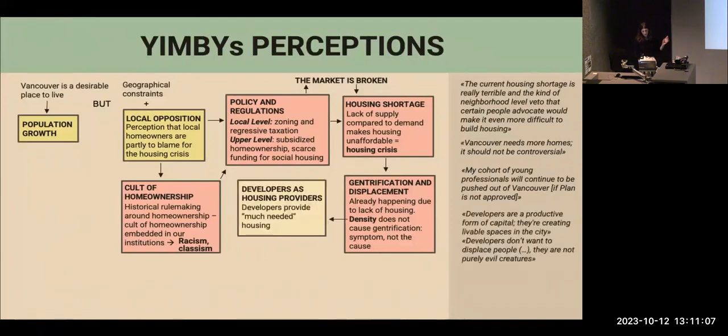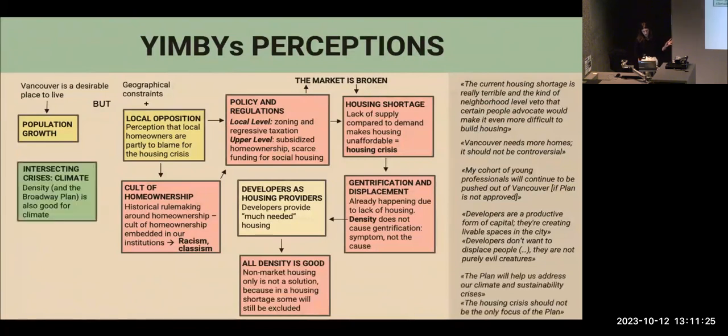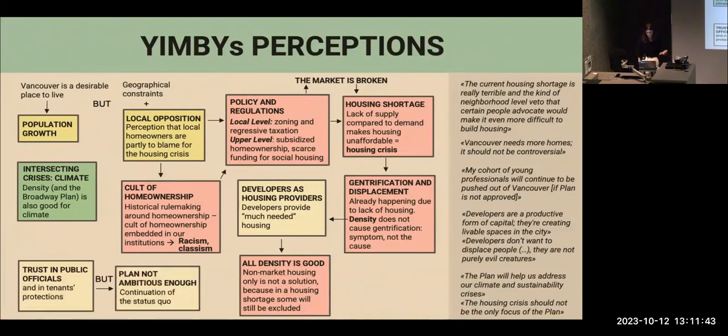So if density and development are needed, it follows that developers are not actually evil creatures, but are perceived as important actors, stakeholders, and housing providers. Even private developers are very important because housing of all types is needed, not only public housing. In the case of YIMBYs, discourses around climate mostly focus on the importance of housing and amenities near transit and never really mention the sustainability of buildings. Lastly, YIMBY residents seem to trust the city staff and the Broadway Plan policies, although some claim that the plan is not ambitious enough and should add more housing and more building heights.